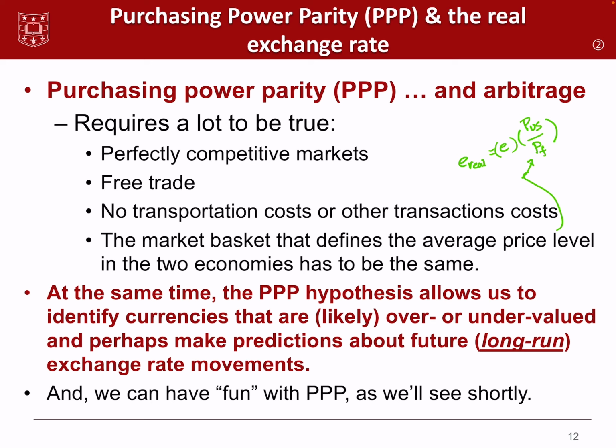So, for instance, if I saw that the real exchange rate between the US and China was 1.5, I would predict that the nominal exchange rate would have to fall. So, in order to think about that, we're going to turn to yet another kind of calculation.